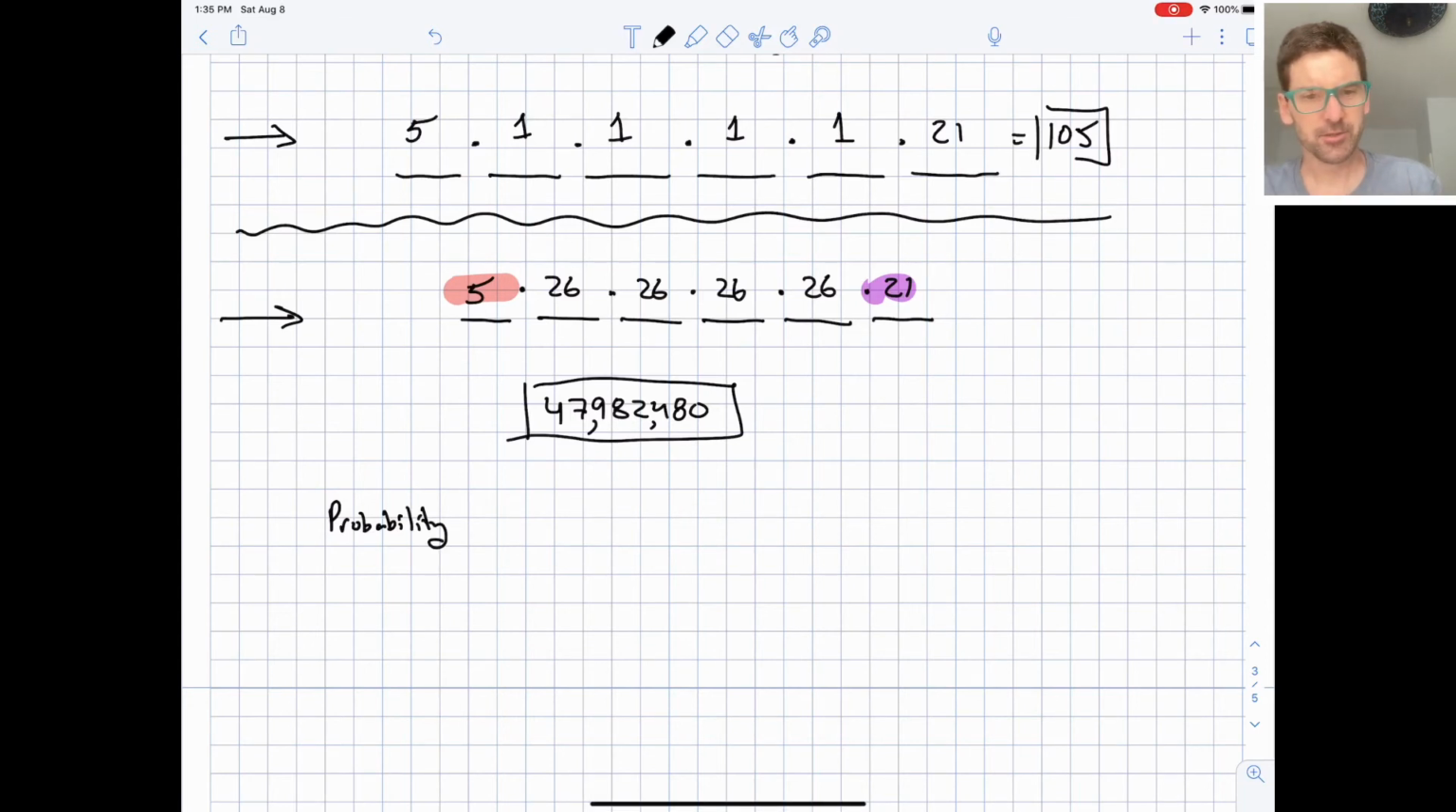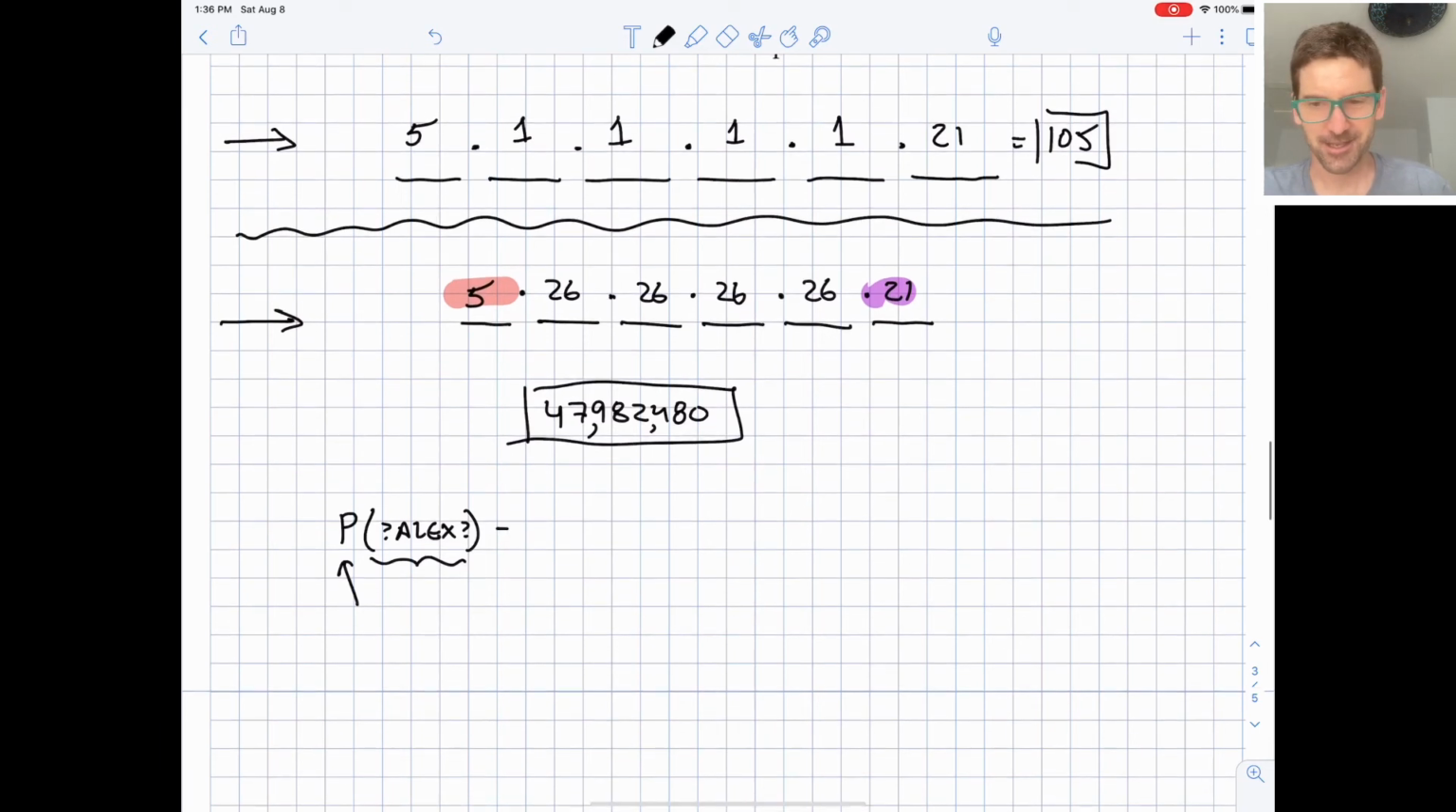and actually, let me show you some shorthand now. I'm going to erase that away. A little bit of shorthand is probability of question ALEX question mark. So this P means probability, and this stuff in parentheses is just a shorthand way of saying what is it that we want to get the probability of. And so we're getting 6 letters. The first and the last don't really matter, and the middles have to spell Alex. So it's going to be 105 divided by 47,982,480. That would be a fine answer, although let's see if we can reduce that number down a little bit as well, okay?